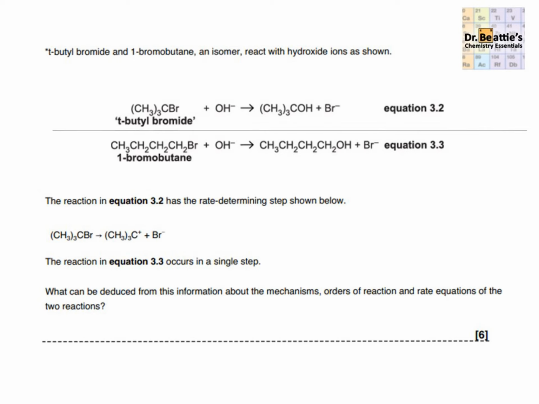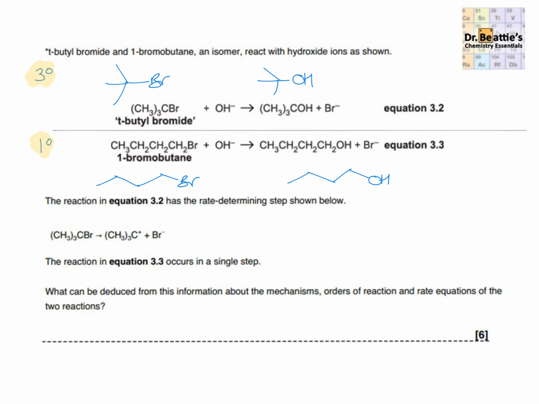The difference is T-butyl bromide, when you draw out the structure, is a tertiary haloalkane. On the other hand, the 1-bromobutane is what we call a primary haloalkane. And so the substitution with the hydroxide ion produces a tertiary alcohol in the case of T-butyl bromide, or a primary alcohol in the case of the 1-bromobutane.